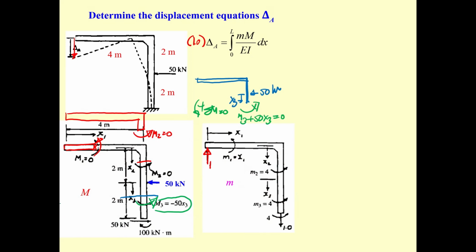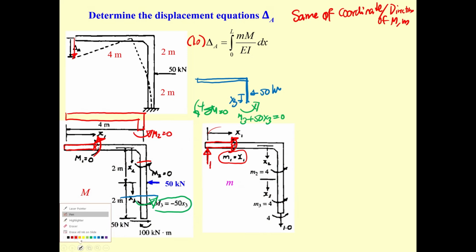And this is, let's see, for this one, you just draw this portion. Then you must use the same what? The same coordinate. This is important. And also the same direction of capital M and small m. So you've got to put this small m in the same direction as this capital M. And if you take the moment over here, you are very clear. This is M1 equal to X1.